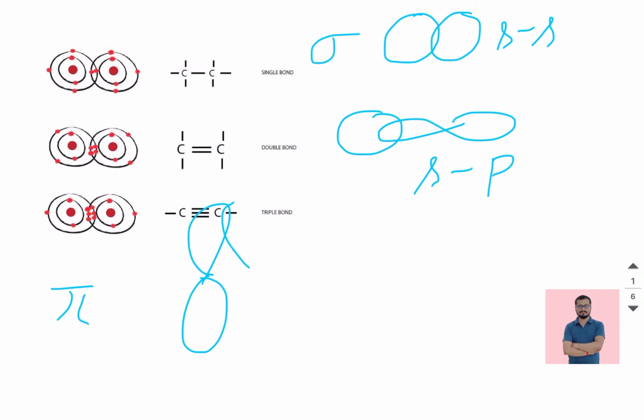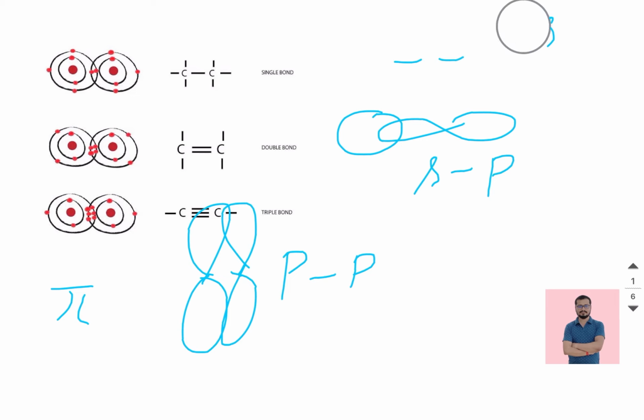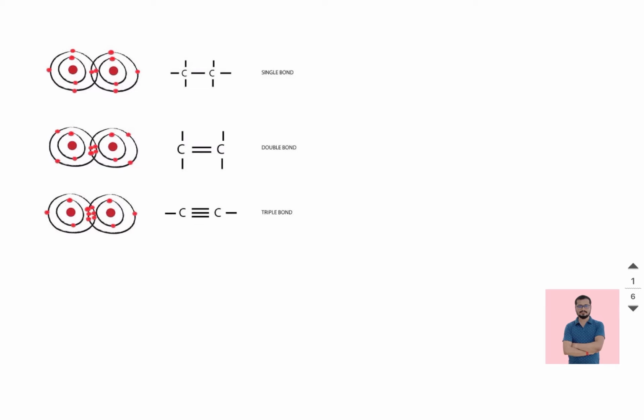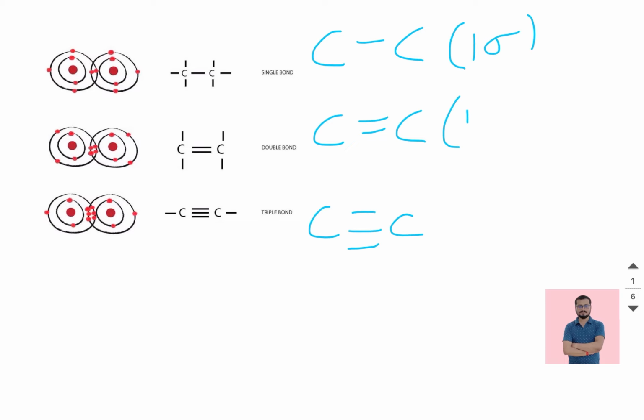So this is a p orbital and here also a p orbital. So p orbitals form a pi bond. So how to calculate the number of sigma bonds and pi bonds? In covalent bonding, there are three types of bond. One is a single bond, another is a double bond, and the third is a triple bond. A single bond means one sigma bond. A double bond means one sigma and one pi bond. And a triple bond has one sigma and two pi bonds.